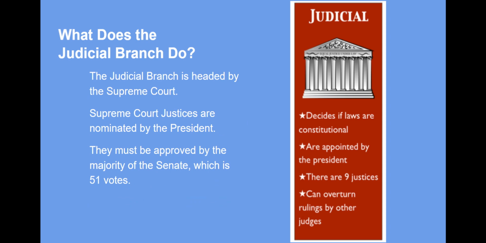The judicial branch is headed by the Supreme Court. There are 9 justices on the Supreme Court. Supreme Court justices are nominated by the president and must be approved by the majority of the Senate. Once Supreme Court justices are sworn in, they keep their position on the court for life.